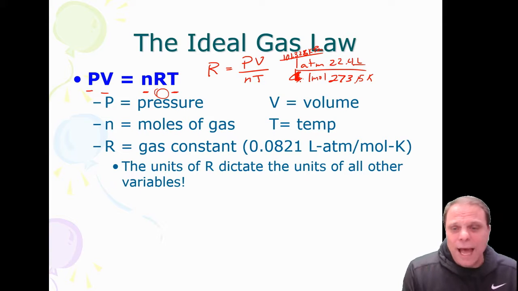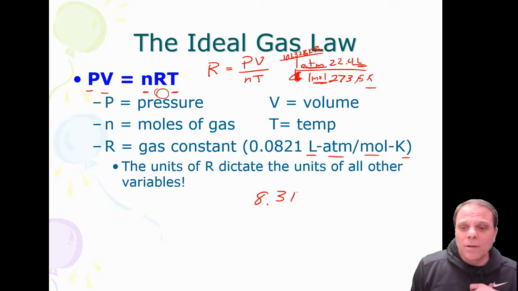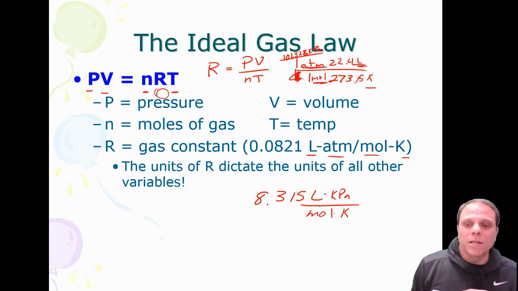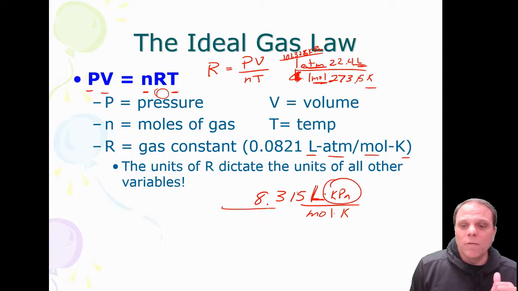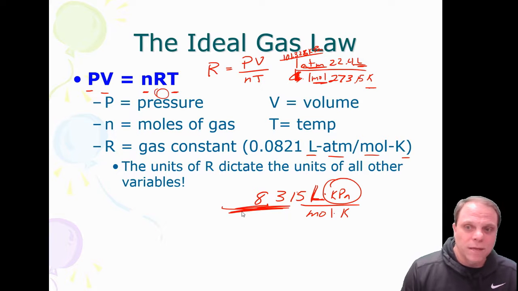Anyway, R is the gas constant, okay? And the units are super important in this. Notice how we have liter atmospheres per mole Kelvin. Why? Because if I were doing it with the kilopascals, it would be 8.315 liter kilopascals per mole Kelvin, right? So make sure you have the right units, because you're actually going to have to look to see what units you have to know what value you're supposed to use, whether the 0.0821 or the 8.315. Okay, so look for that kilopascals or the atmospheres.